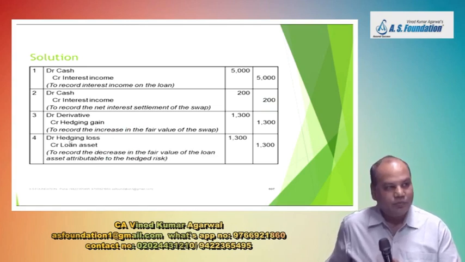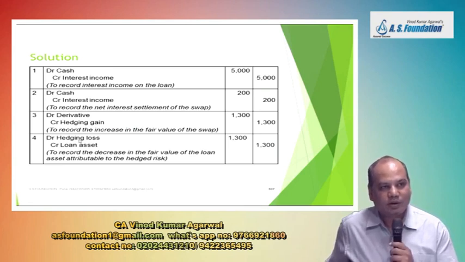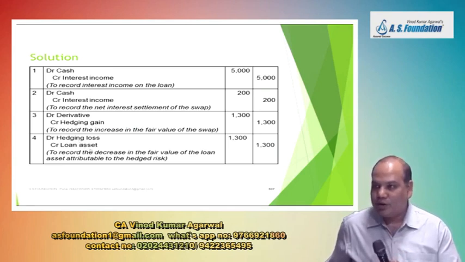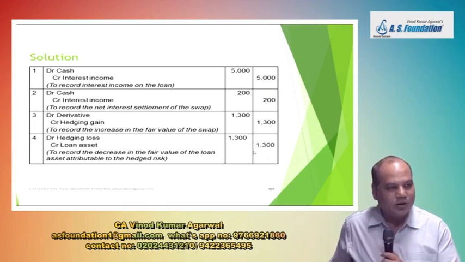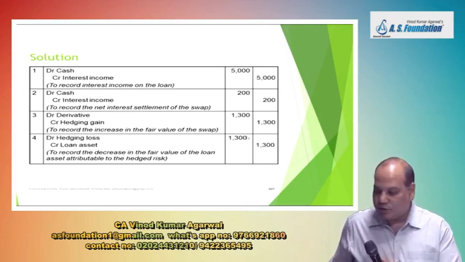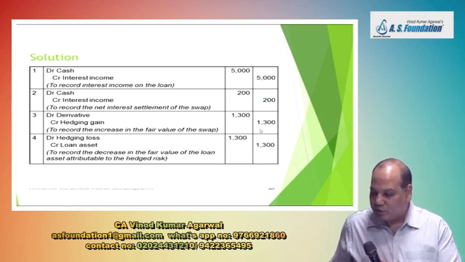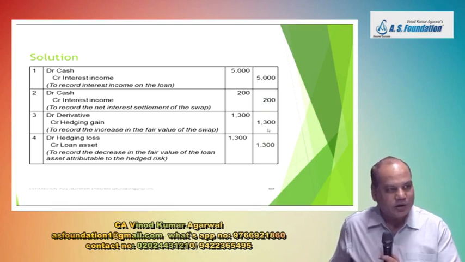One more entry. The loan asset fair value will decrease by 1300. So even though it was originally designated as an amortized cost instrument, because you are following special hedge accounting rules, the change in fair value of this instrument also will be recognized in the P&L account, 1300. If I don't account for this entry, then your P&L account will show a huge gain this year, 1300.